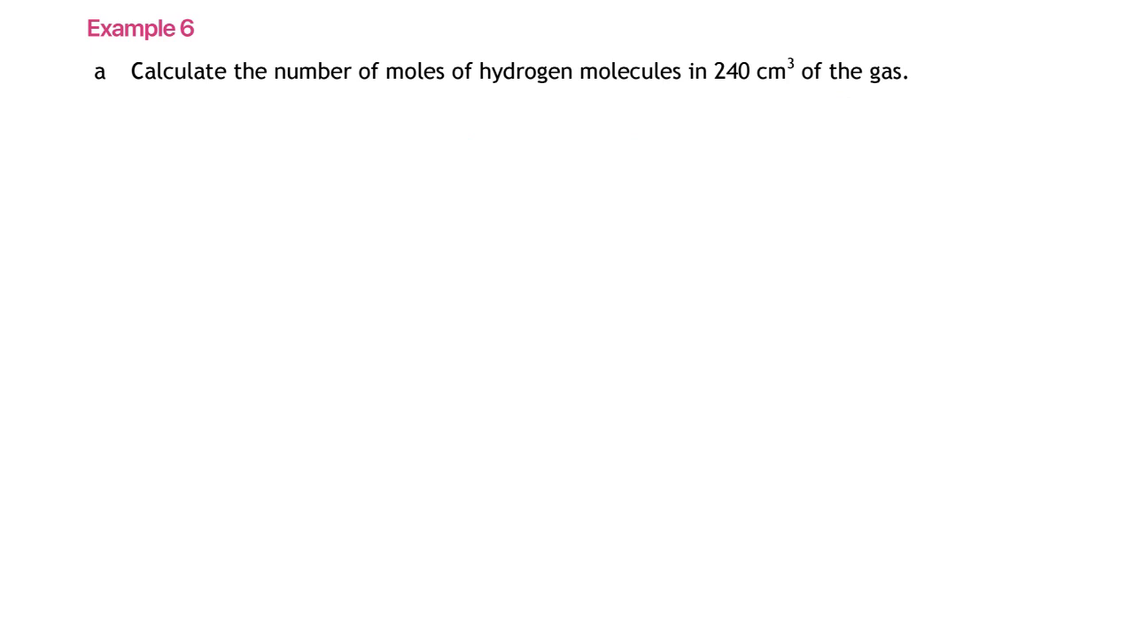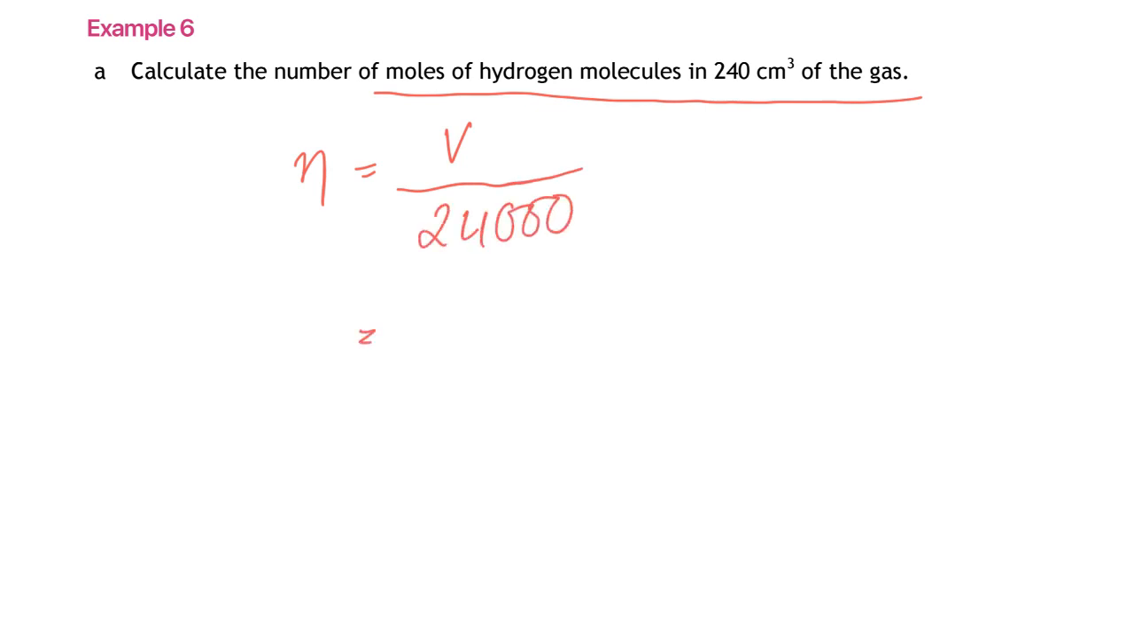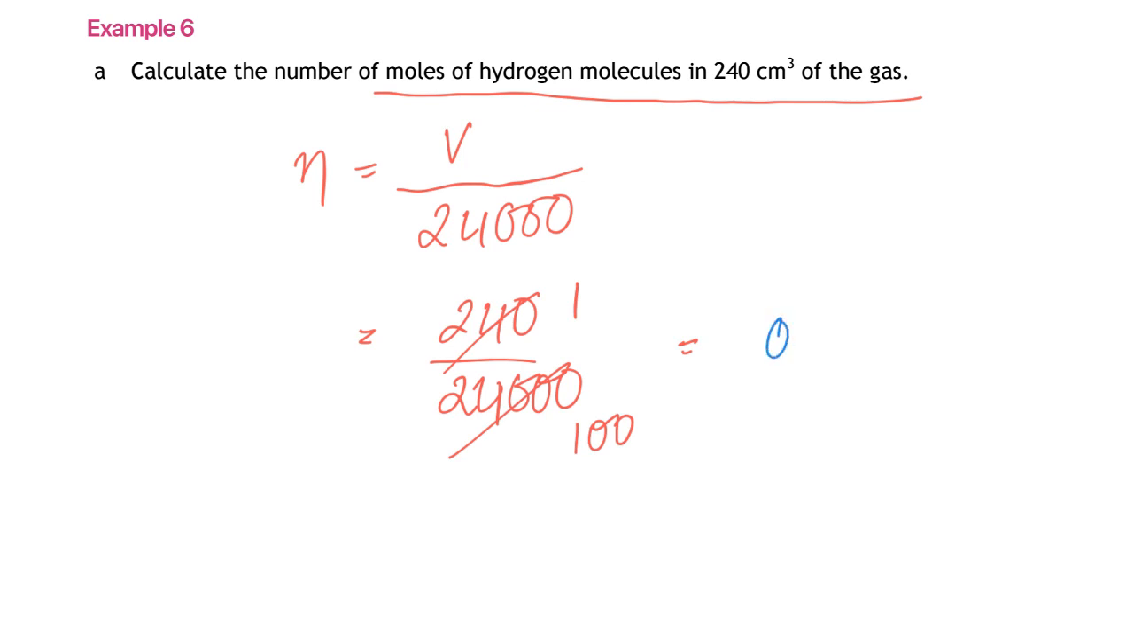So this is straightforward. Calculate the number of moles of hydrogen molecules in 240 centimeter cube of the gas. So the moles are equal to the volume I have of the gas divided by 24,000. V is 240 over 24,000. Well, that's just 1 over 100, right? That's equal to 0.01 moles. Okay, let's move on.